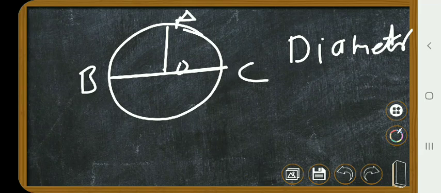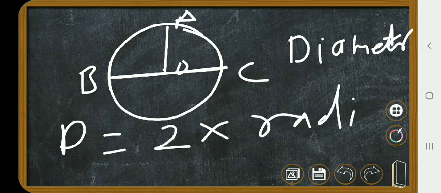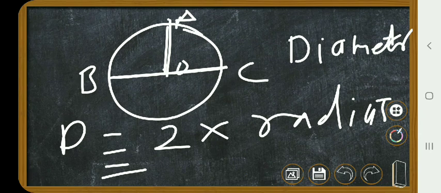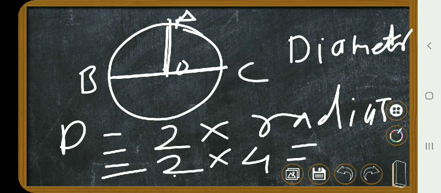To find the diameter, it is double the radius. Diameter is 2 times greater than the radius. Suppose the radius is given as 4 centimeter, this OA is 4 centimeter, and you have been asked to find the length of BC. So what will you do? 2 multiplied by the radius, which is 4, so 2 multiplied by 4 is 8. BC will be 8.